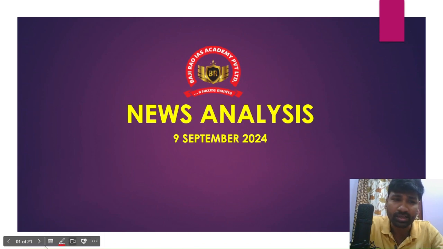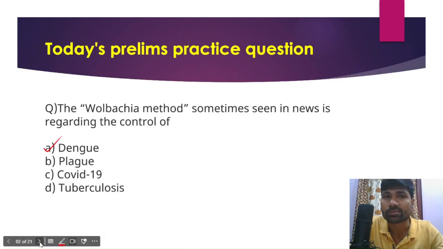Before discussing them, yesterday I gave one prelims practice question which is regarding the Wolbachia method. Remember, I've already told you that this is a very important question because previously UPSC has already asked a question regarding this Wolbachia method. The question is: the Wolbachia method sometimes seen in news is regarding the control of which of the following diseases? The correct answer for this question is option A, dengue disease.